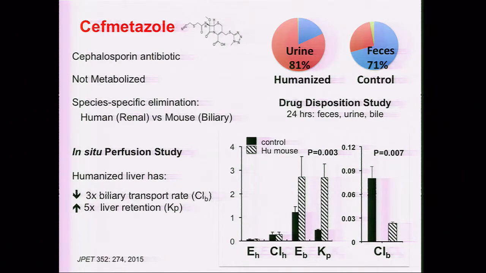And I won't spend a lot of time on this, but by using that in situ perfusion system, you can measure uptake, binding, et cetera, and we can explain the species-specific differences with some very nice parameters that explain why in the rodents the drug is cleared one way and in humans another way. So it's a nice example of how you can predict differences in clearance and know what to look for.